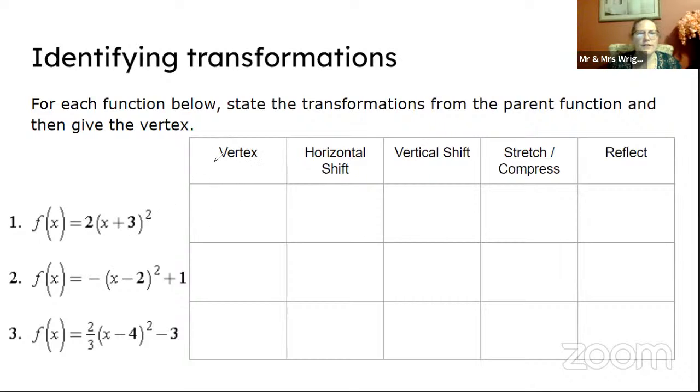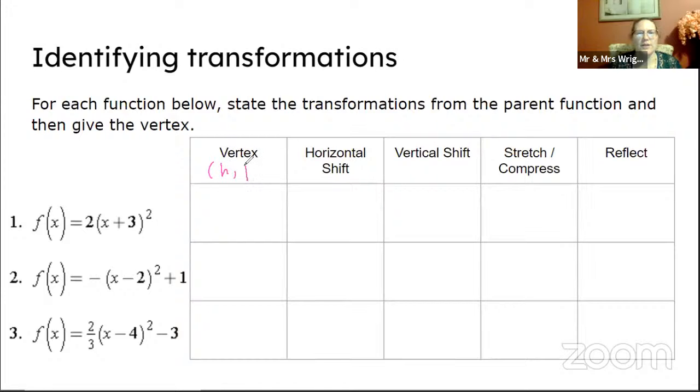So remember, our vertex is going to be h comma k. All right, so let's look at this. What is our h in this equation? Well, h is the opposite of what we see. So I see a positive 3, and it's inside the parentheses. So that means my h is going to be negative 3. Now, k is what's added to the end. There's nothing that's added to the end. So how do I represent nothing? With a 0. So my vertex is negative 3, 0.